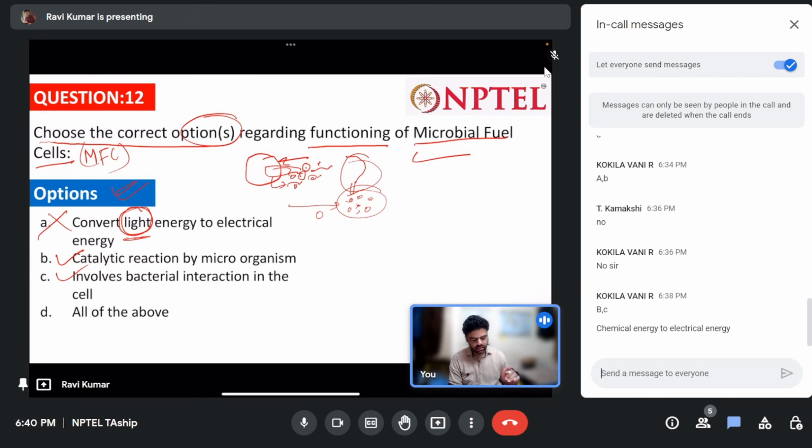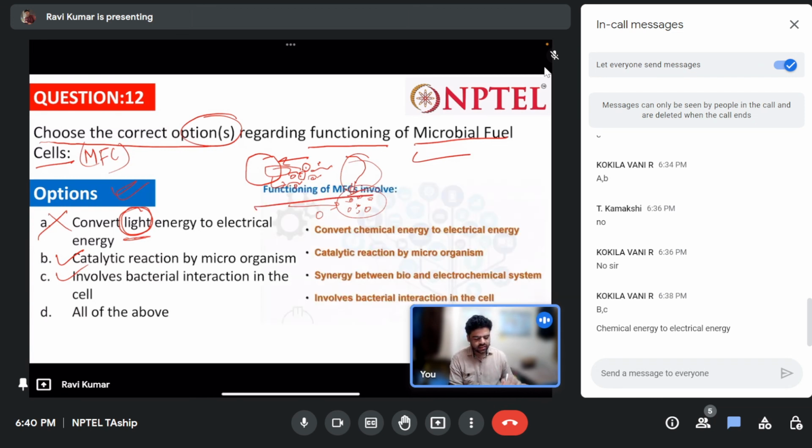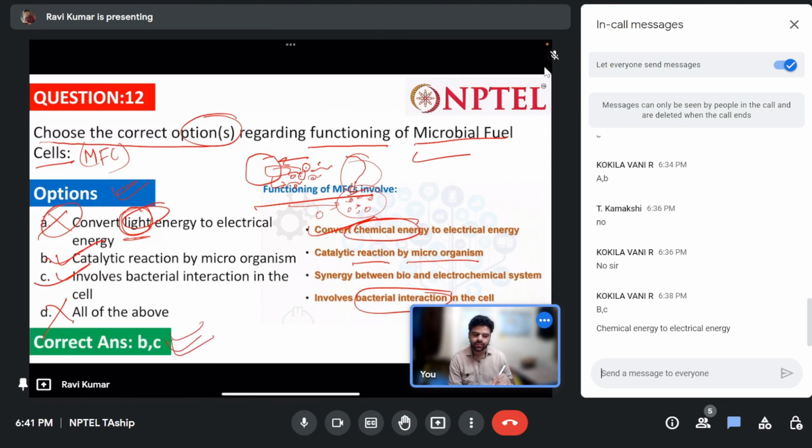So here we can see convert chemical energy into electrical energy. Chemical energy, not light energy. Catalytic reaction by microorganism, yes. Involves bacterial interaction, yes. So all of the above, no, because option A is incorrect. So the answer will be B and C.